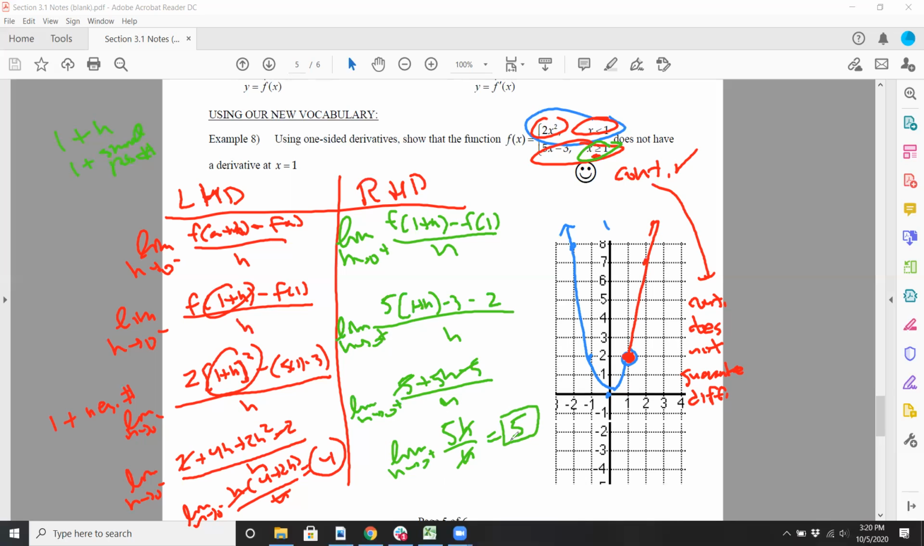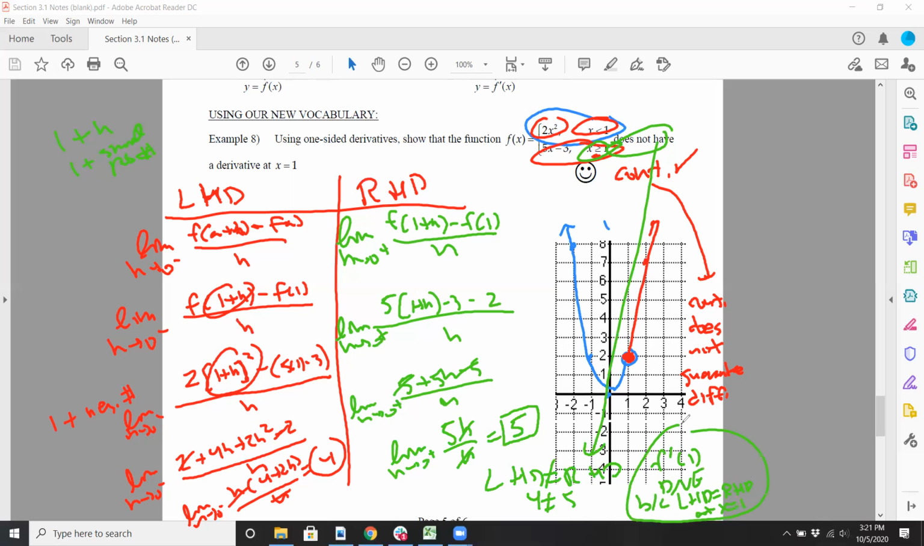But here's the problem. The LHD does not equal the RHD, right? 4 does not equal 5. Hence, that's how you prove that's not differentiable. So f prime of 1 does not exist because the LHD does not equal the RHD at x equals 1. That would be your final conclusion for that one. So you'll have some practice with that on the homework, and we'll do some worksheet stuff on that as well.